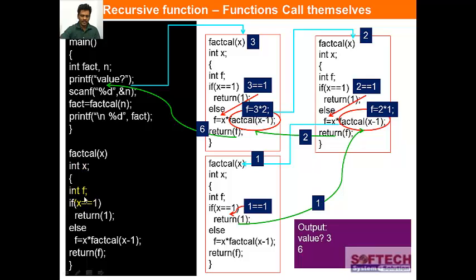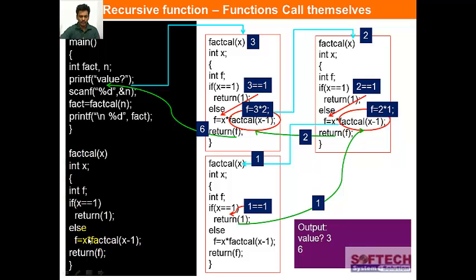So integer f is a local variable. If x equal to 1: what is the value of x? X is 3. 3 equal to 1 is false, so the else portion is executed. f equal to x star fact call of x minus 1.